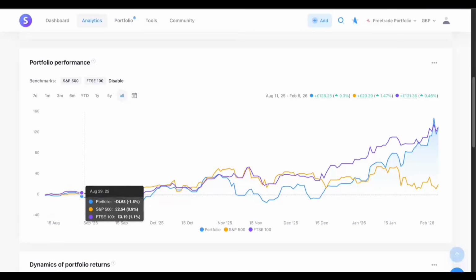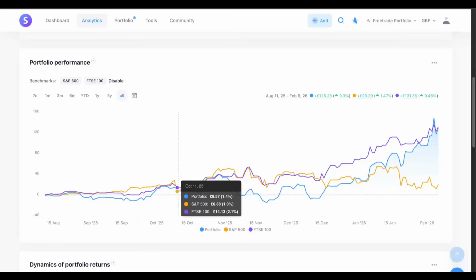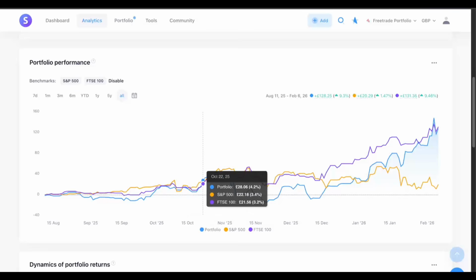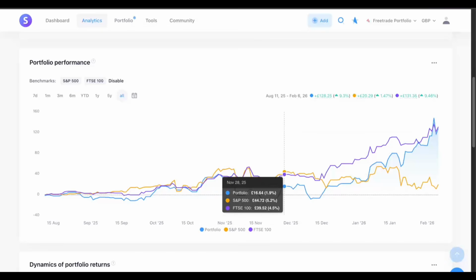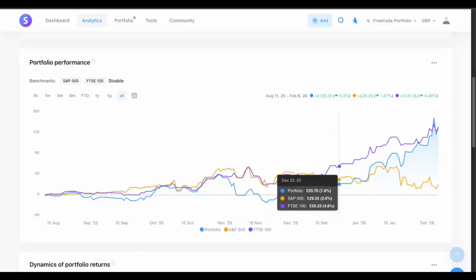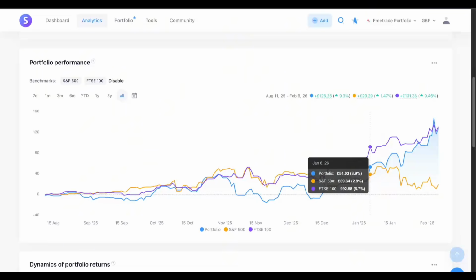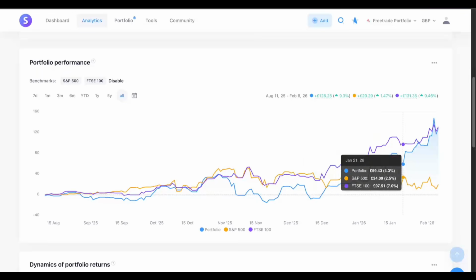And if we zoom out and have a look at the portfolio since I first created it back in August, we can see that it has returned 9.3%, which is neck and neck with the FTSE 100, and I've actually outperformed the S&P 500 by over 8% in this time period, which I'm really pleased about. That said though, it is still early days. We'll gain a clearer picture of how my portfolio is performing relative to both of these indexes.